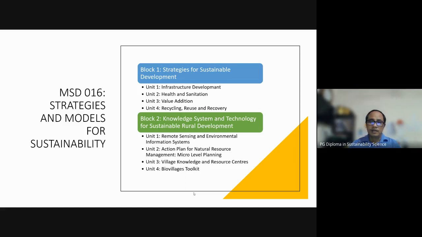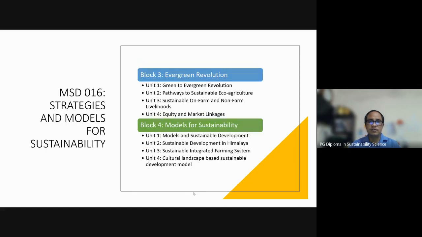And then, India being an agriculture-based country, we need to understand the consequences of the green revolution and what kind of revolution we require, how to improve production, how to make on-farm and off-farm livelihood improvement in a sustainable way, and how to link farmers to the market in an equitable way.